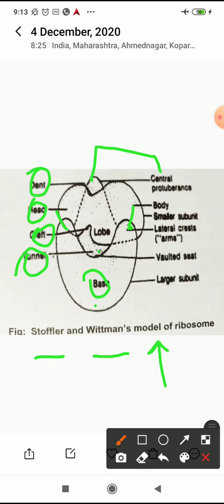Major function of ribosome is as a site of protein synthesis. Means we can say ribosomes are concerned with protein synthesis.